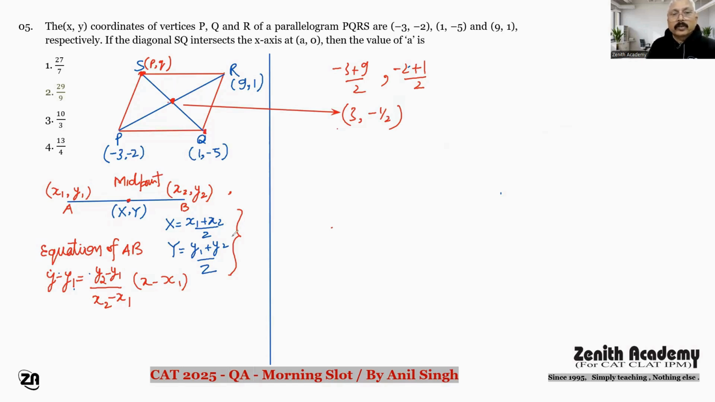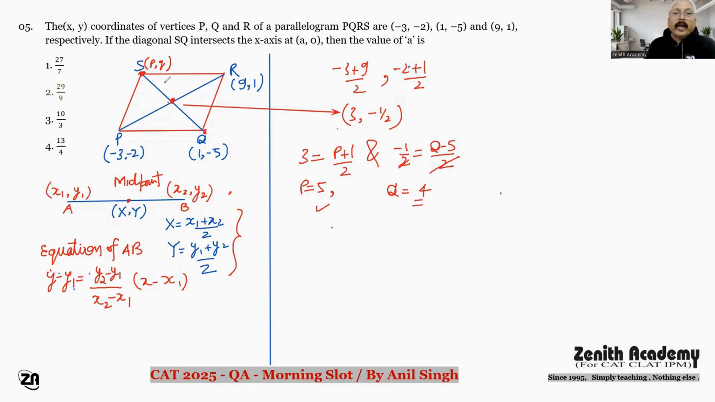Using the same formula, 3 is equal to (P plus 1)/2. So P plus 1 is equal to 6, and 6 minus 1, P is equal to 5. And (Q minus 5)/2 is equal to -1/2. So this -1/2 is equal to (Q minus 5)/2. The 2 cancels. So this Q is equal to 4.